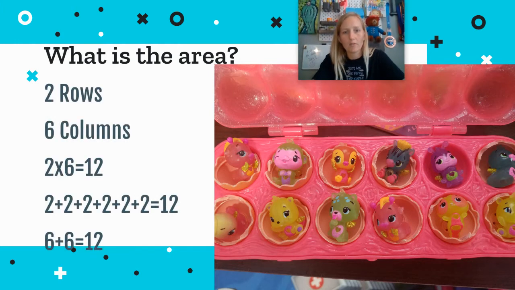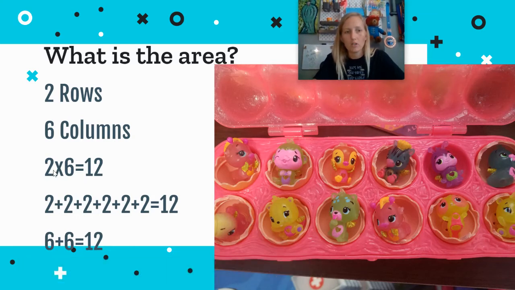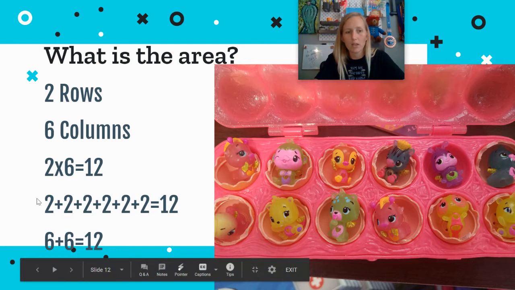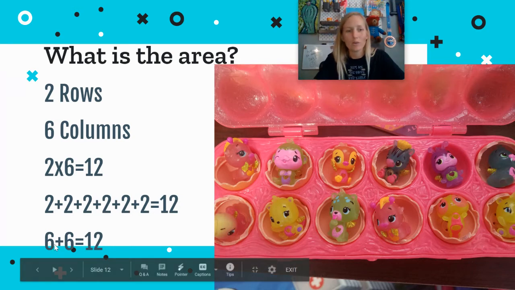When we look at this one, we have 2 rows, 1, 2, and we have 6 columns. 1, 2, 3, 4, 5, 6. And we have 2 times 6 equals 12. Okay, length times width. Or we have 2 plus 2 plus 2 plus 2 plus 2 plus 2 equals 12, or 6 plus 6 equals 12. I find that 6 plus 6 would probably be the easiest one to add together. 6 plus 6 is 12.